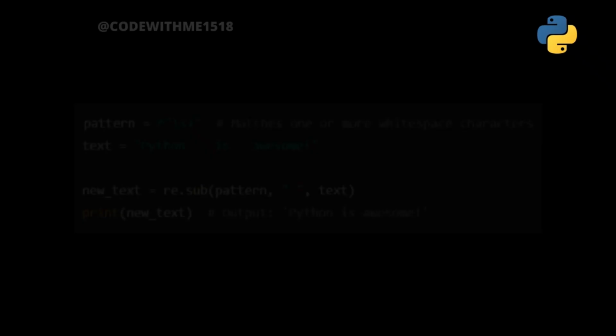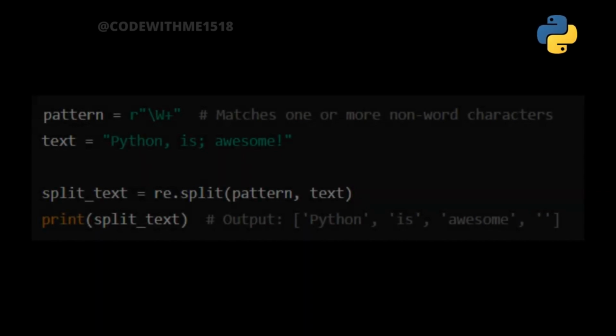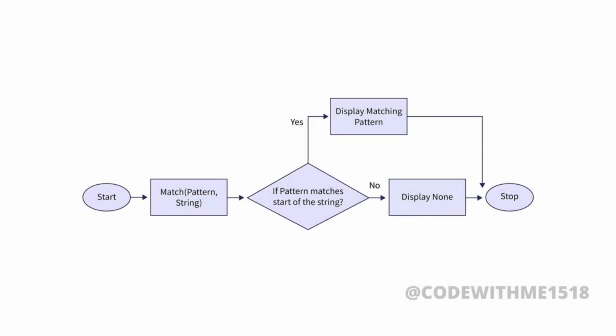Here's an example of replacing text using regex. The re.sub function replaces all matches of the pattern with the specified replacement string. You can also use regex to split strings. The re.split function splits the string at each match of the pattern, returning a list of substrings.